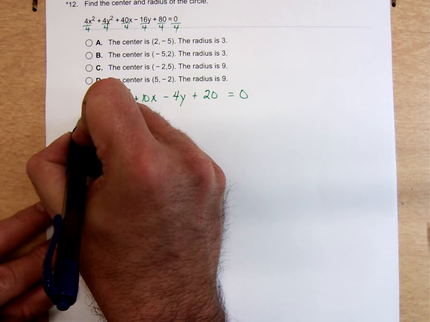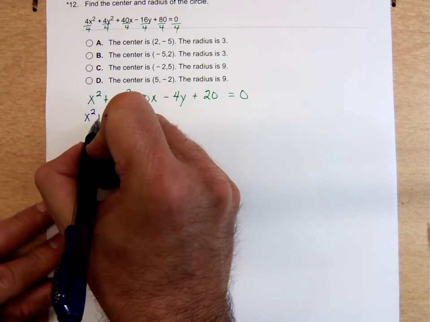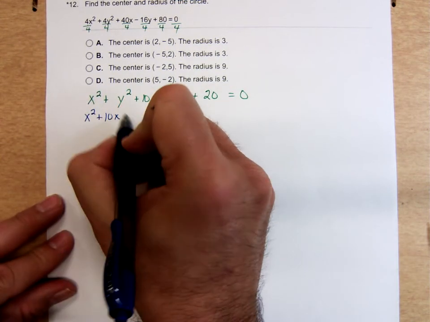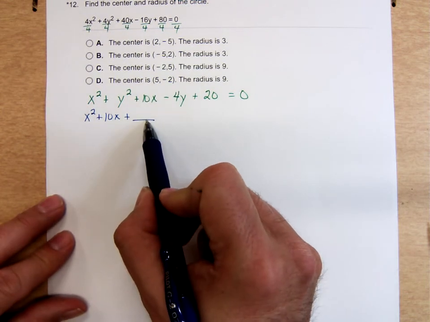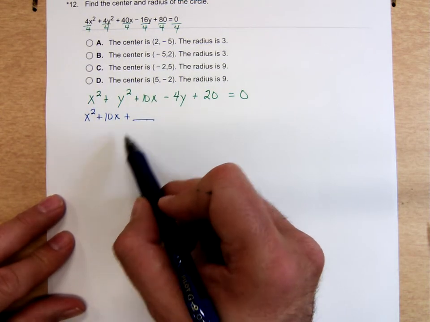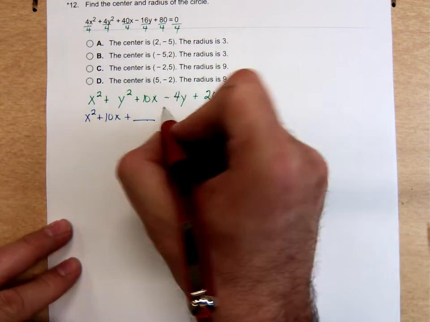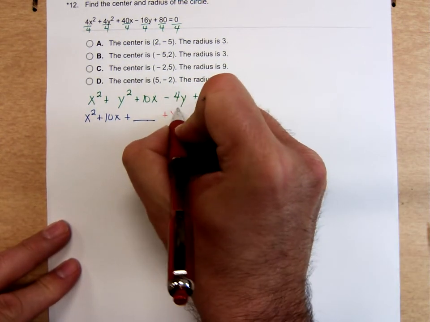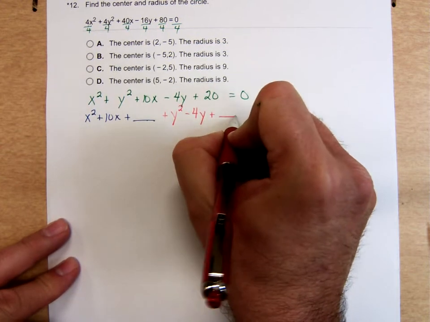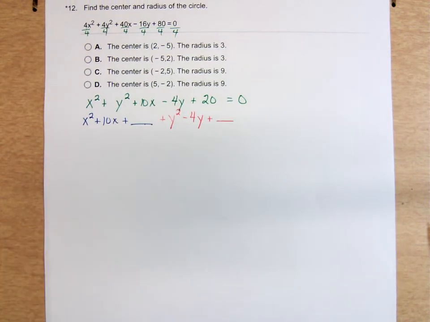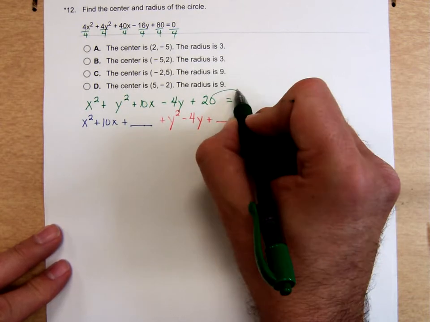Group the x terms together. So we have an x squared and a plus 10x. Put a plus blank. We're going to put a perfect square here so that we have a trinomial that'll factor as a perfect square. Plus y squared, group the y's together with a plus blank after them, and move that 20 over here, so a negative 20.